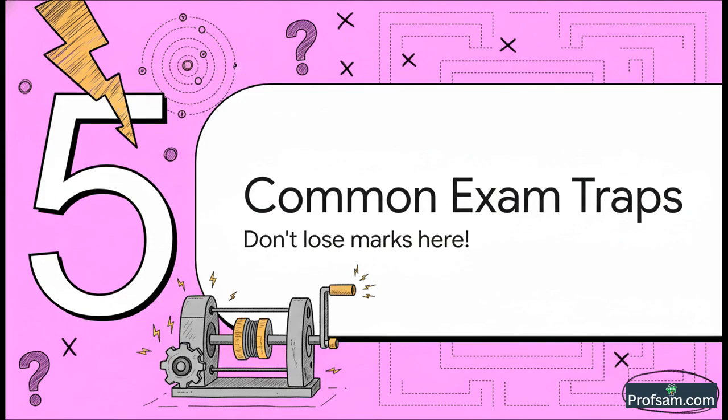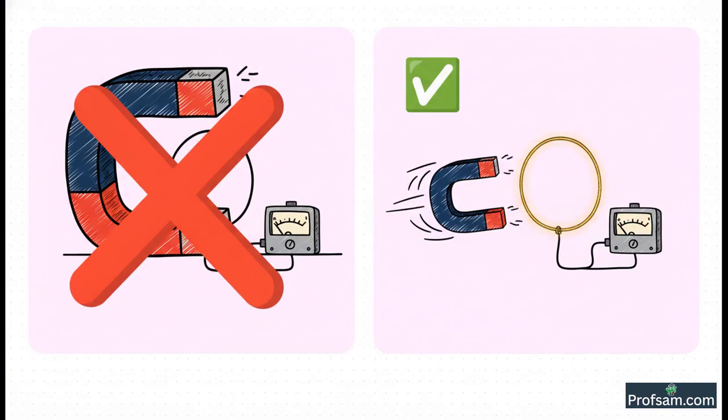Now, let's talk about something very, very important for your exams. I see so many students lose easy marks because of one simple misunderstanding. So let's look at these common traps so that you don't make the same mistake. Please look at this slide very carefully. On the left is the wrong idea that so many people have. They think if I use a very strong magnet, I will get a big current. This is completely 100% wrong.